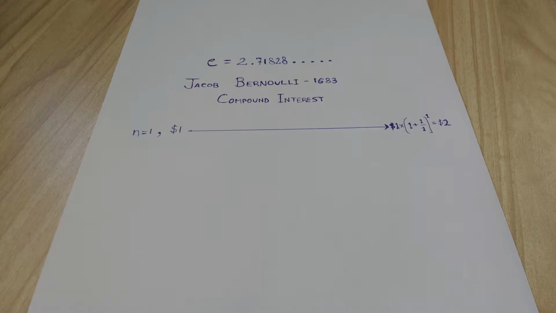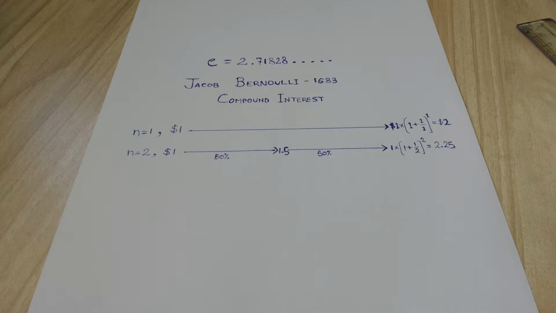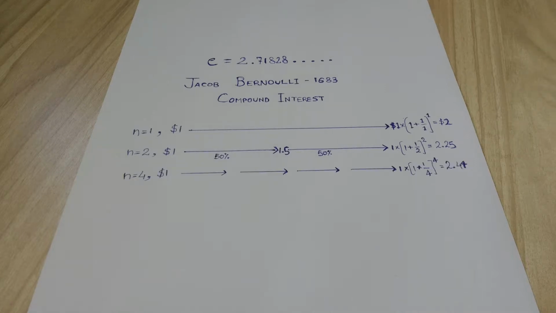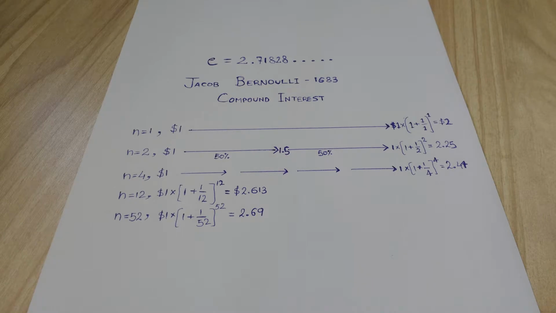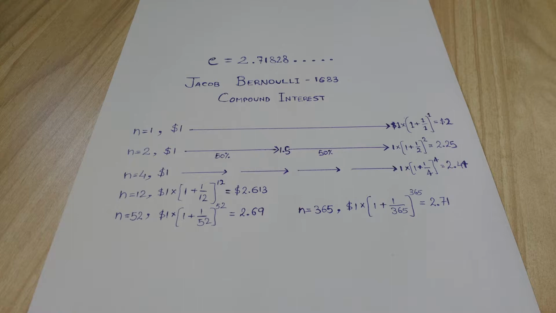If interest is credited twice a year, the interest rate for each 6 months is 50%. This results in $2.25 at end of the year. Compounding quarterly results in $2.44, and compounding monthly results in $2.61. Jacob Bernoulli noticed that this sequence approaches a limit with large number of intervals. Compounding weekly results in $2.69. Compounding daily results in $2.71, just 2 cents more.